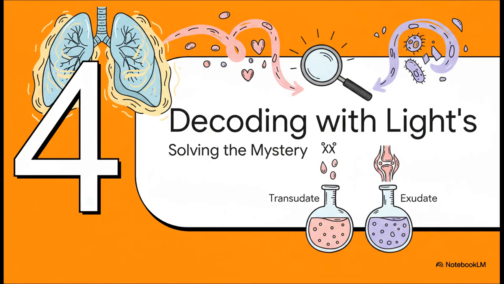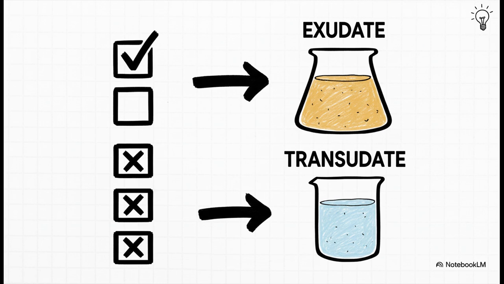Now the results are back, and you've got to figure out what they mean. This is where you put on your detective hat, and your number one tool is Light's criteria. You have to know this cold. No excuses. The rule is so simple, but it is so important. You are looking for just one of these three things to be positive. If even one of them hits, boom, you've got an exudative effusion.